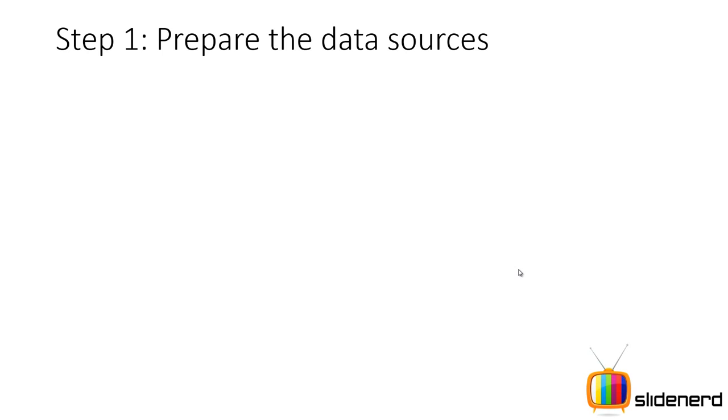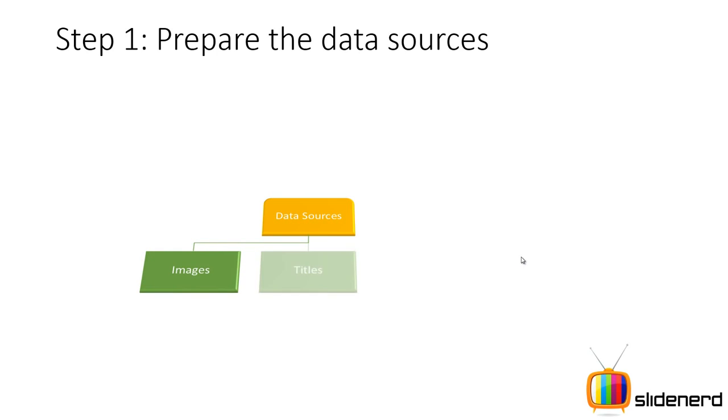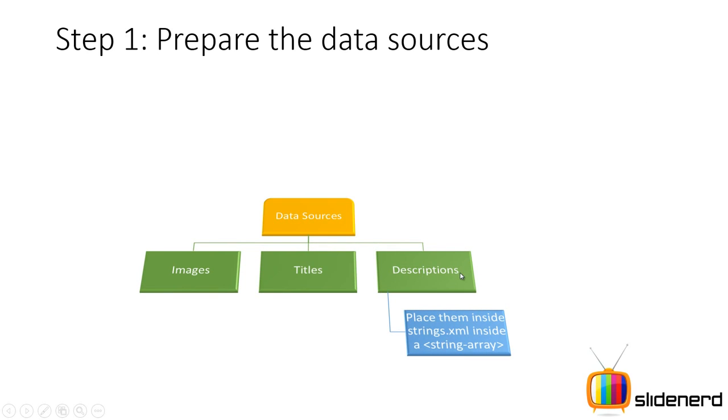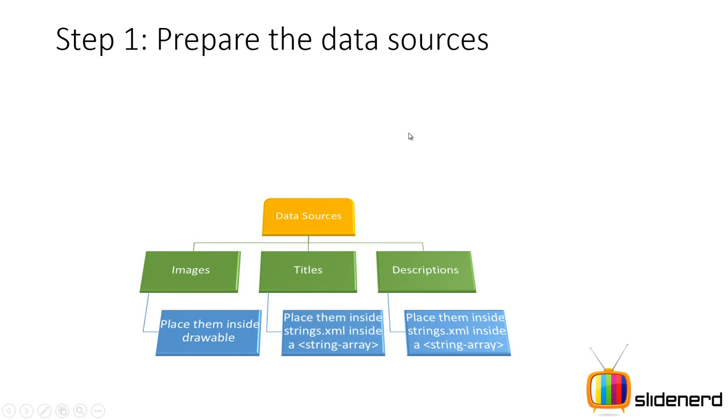Alright, so step 1, prepare the data sources. We need to find a way to store the image and those titles and descriptions that we need. So the data sources include images, titles, and descriptions. Now descriptions can be stored inside the strings.xml file inside the string array tag over here. Same way, you can place images inside the drawable folder inside your res folder. And then you can have your titles inside the strings.xml in the same way in the string array tag.